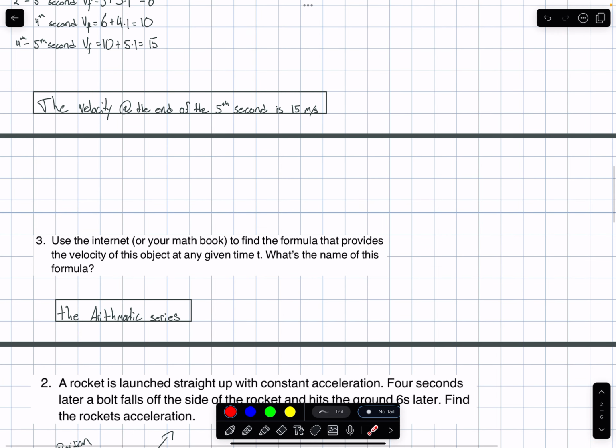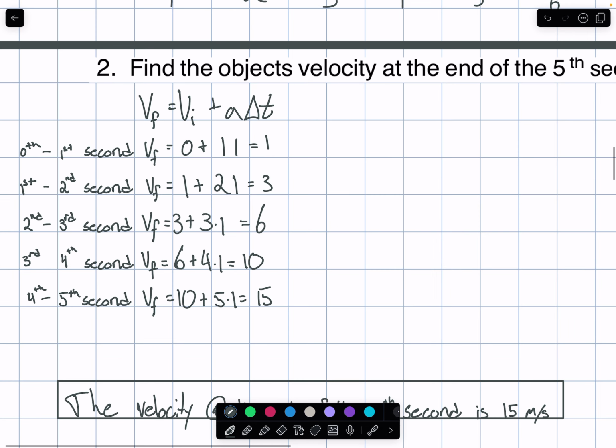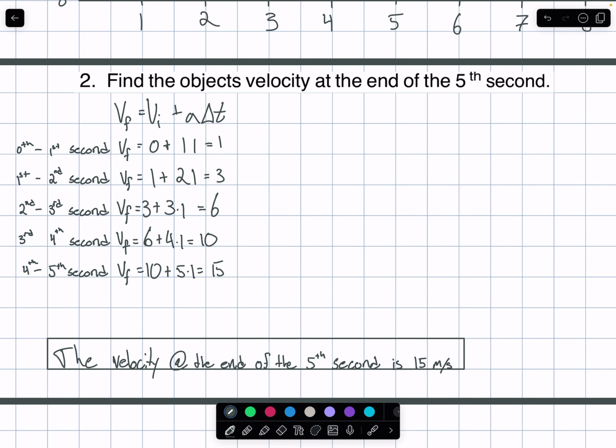And then the name for this formula is an arithmetic sequence, because up here we have this. This can also just be described as v of 1 is equal to 1, v of 2 is equal to 1 plus 2, v of 3 is equal to 1 plus 2 plus 3, and so on for eternity.